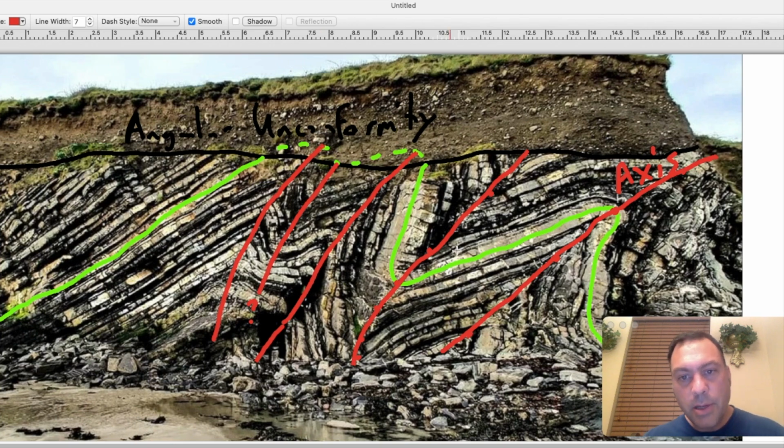Okay, and so these are all these different axes. And when we look at these things, we can tell right away we have axes of different kinds of folds. So here's an axis, in this case, for an anticline. So this is an anticline.